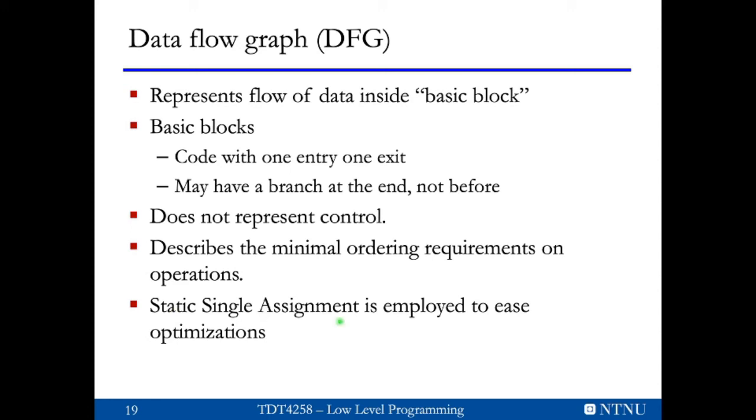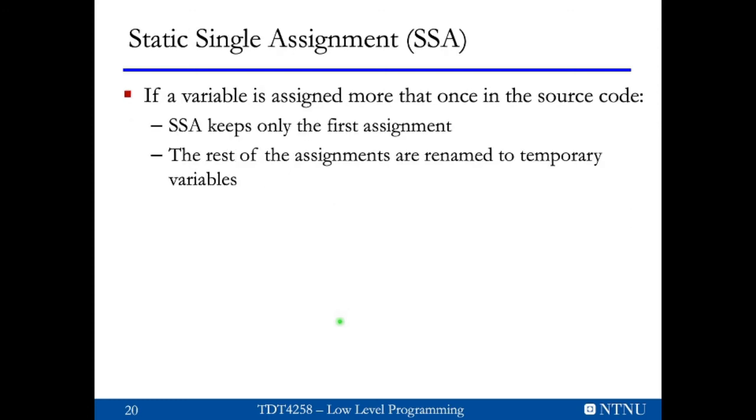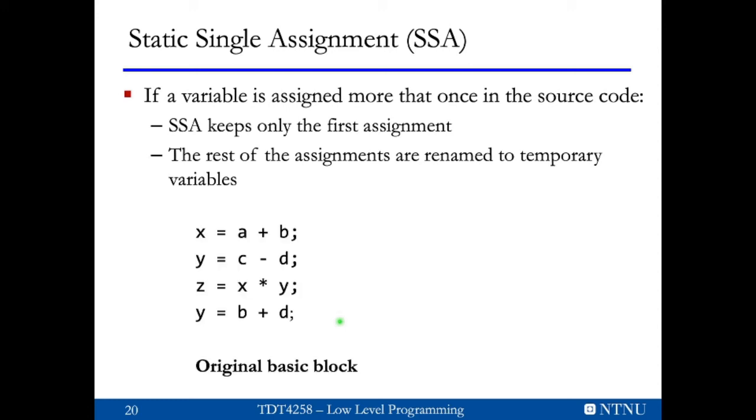So very often in programs you reuse variable names like x several times, and that makes it very difficult to figure out if this value of x is an old value or if it's a newly assigned value. So static single assignment solves this problem. Static single assignment, if a variable is assigned to more than once in your source code, only keeps the first assignment, and the rest of the assignments are just renamed, so you give them an additional number. So the first assignment of a variable x is just called x, and the second one would be called x1 or something like this.